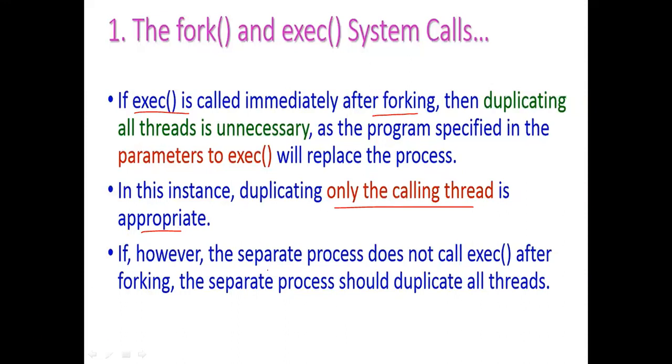If, however, the separate process does not call the EXEC after the fork system call, the separate process should duplicate all the threads. The thing is that the fork system call is used to create a new child process, which will be the duplicate of the parent process. And EXEC system call is used to execute the child process, using the program parameters specified in the program.